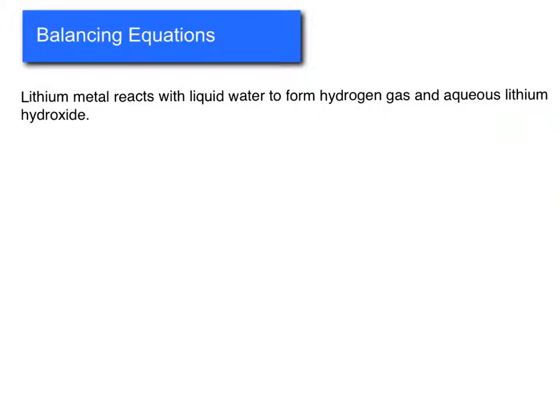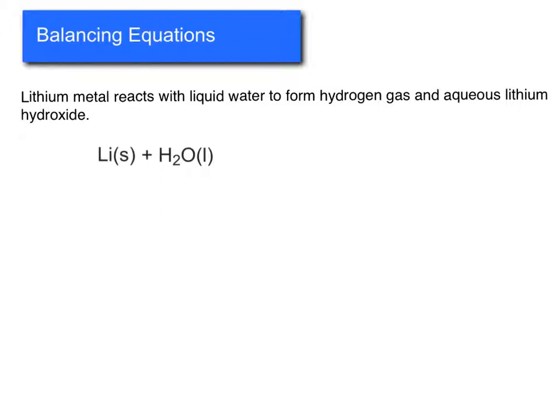Now this example is given in words, so we do have to do the first step. So the first step is to write out our equation. So lithium metal, so we want to write Li for lithium, and given that it's a metal, it's going to be a solid, so we'll put our S in parentheses, plus liquid water. So this tells us, we know water is H2O, and it tells us it's in liquid form, so we do a little L.